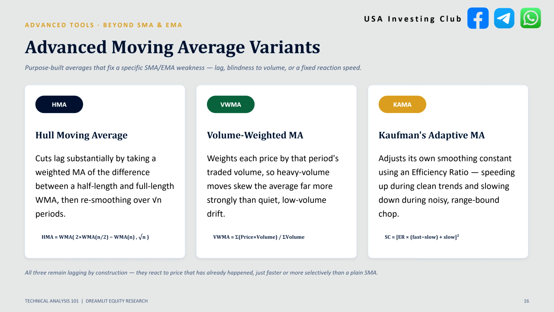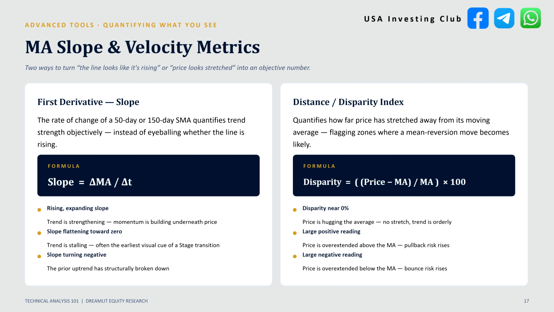One honest caveat before we move on. All 3 of these remain lagging by construction. They react to price that has already happened. They're just faster or more selective about what they react to than a plain SMA. Now let's turn two things you've been judging visually all lecture, is the line rising, and does price look stretched, into objective, calculable numbers.